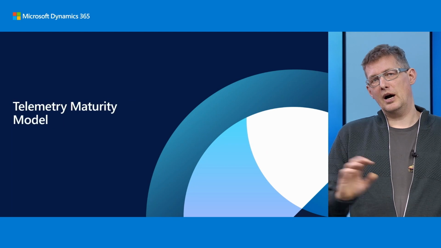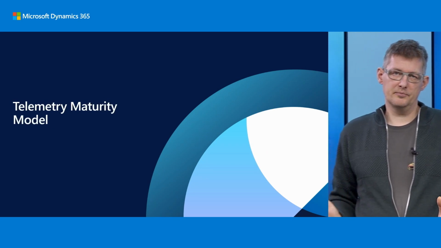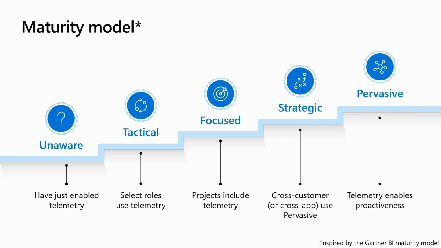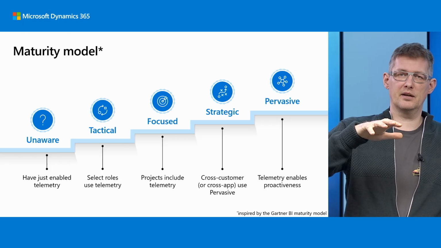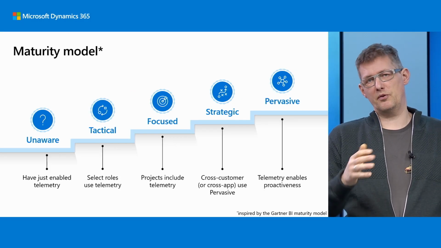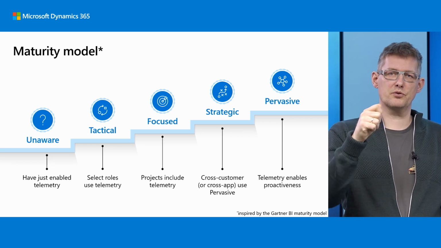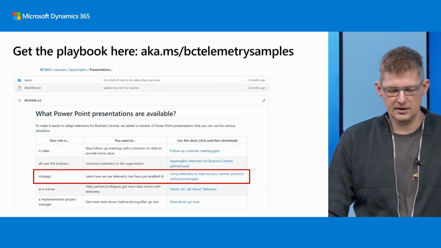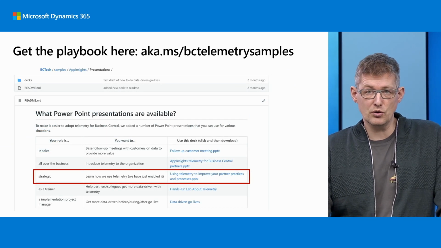Now, how do you make this happen in your partner organization? You just don't get all this at once, so where do you start? This is where we built a maturity model for you to get started. So you can map yourself into a different phase, and then there's a playbook for how you can go from tactical to focus to strategic and so on. All of this is available open source.